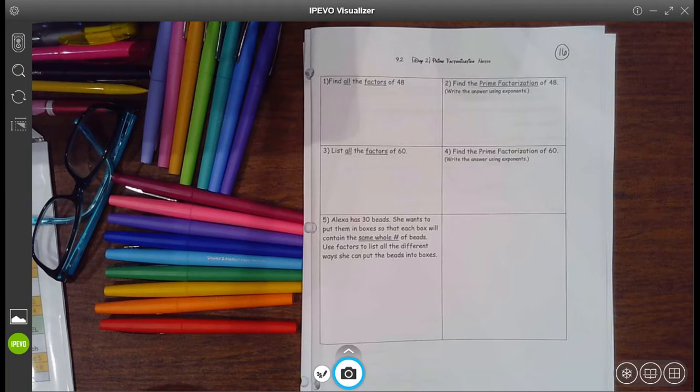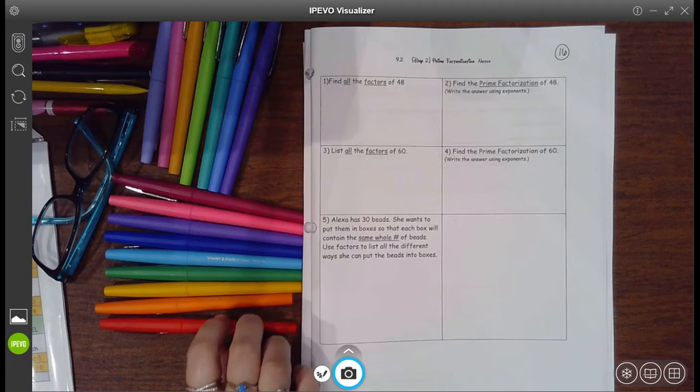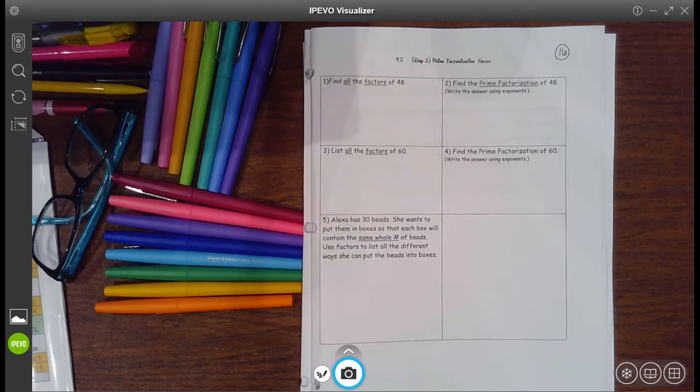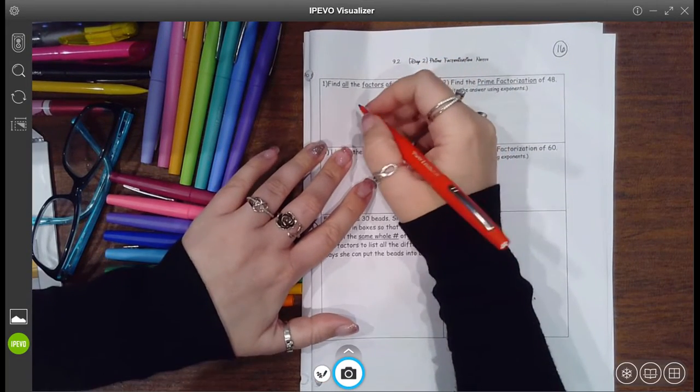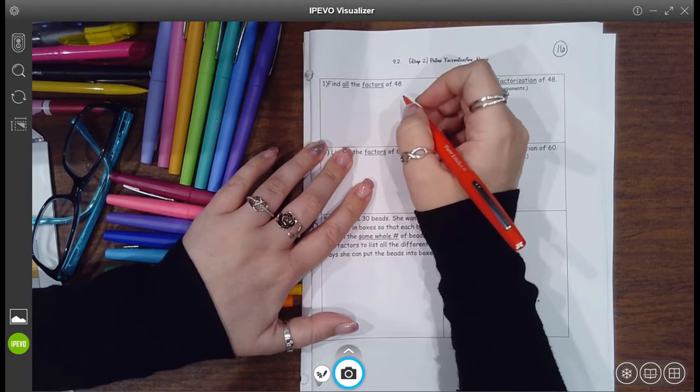Hello, my little mathematicians. We're going to go ahead and review some prime factorization. Let's go ahead and turn to page HL-922. Number 1 says find all the factors of 48.